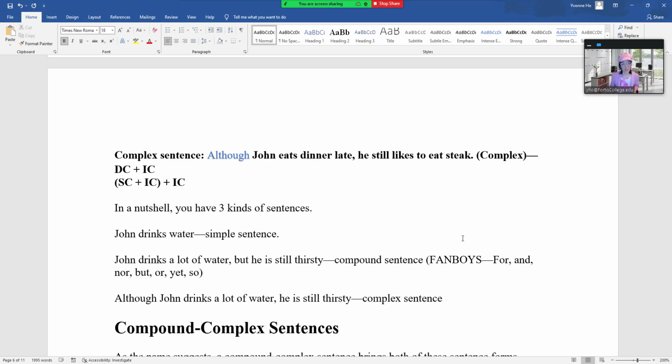Although John drinks a lot of water, he is still thirsty. So you have a dependent clause. Although John drinks a lot of water, he is still thirsty. So here you have a dependent clause and an independent clause together, and that makes a complex sentence.